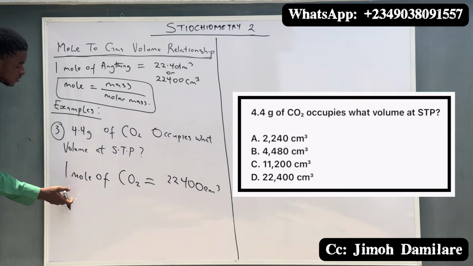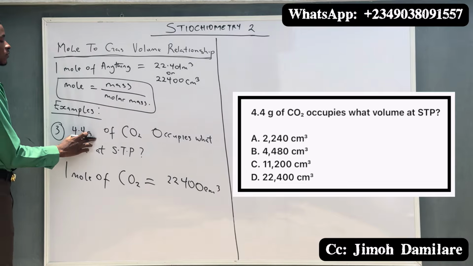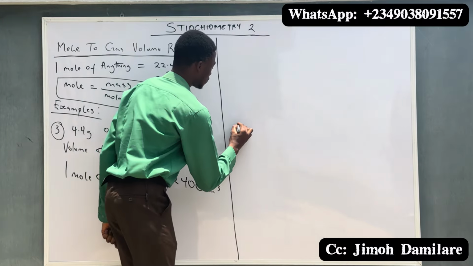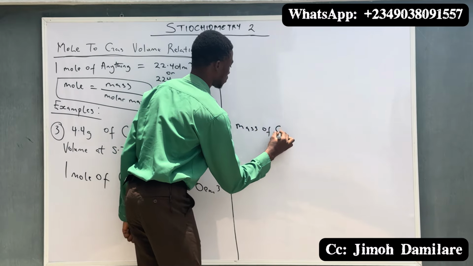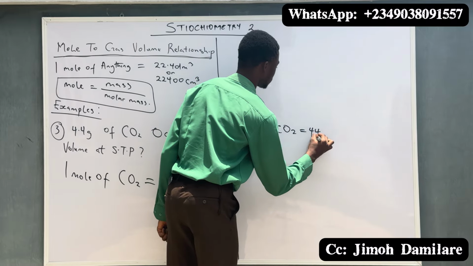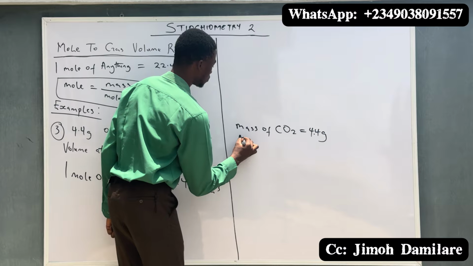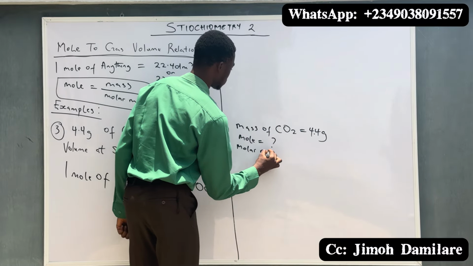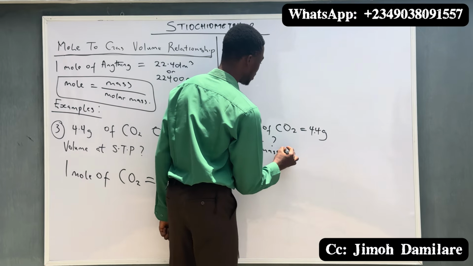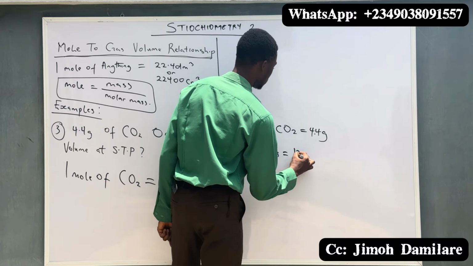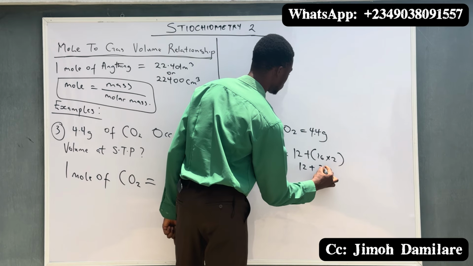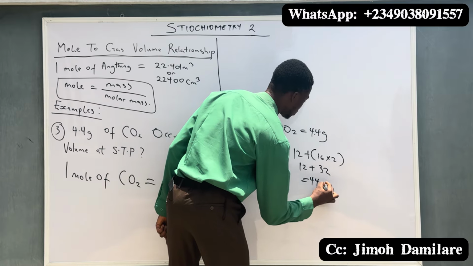So we cannot put 4.4 grams here because this is in mole, and whatever should be here must be in mole. So we have to convert this 4.4 grams to mole. The mass of CO2 is equal to 4.4 grams, while the mole is unknown. So the molar mass of CO2 will be equal to carbon, which is 12, plus oxygen, which is 16 multiplied by 2. So we have 12 plus 32, which is equal to 44 grams per mole.